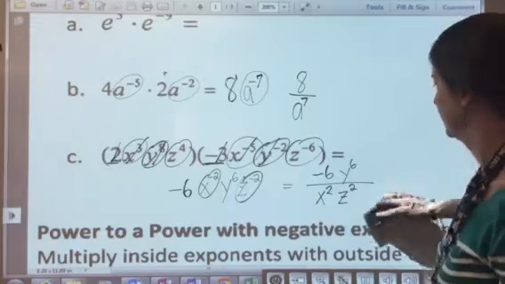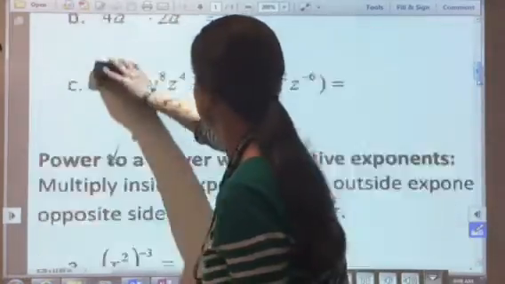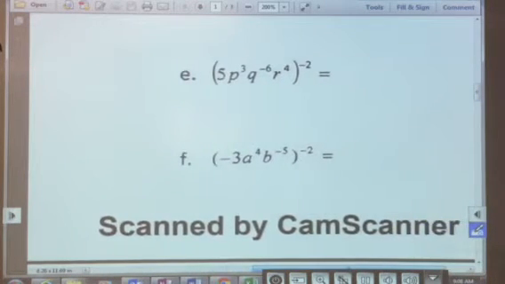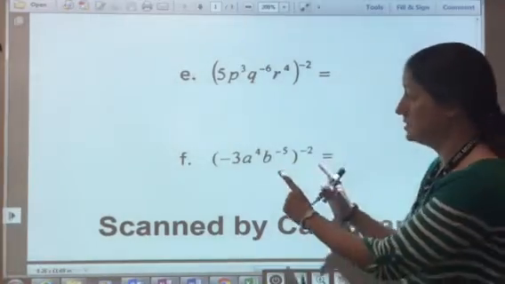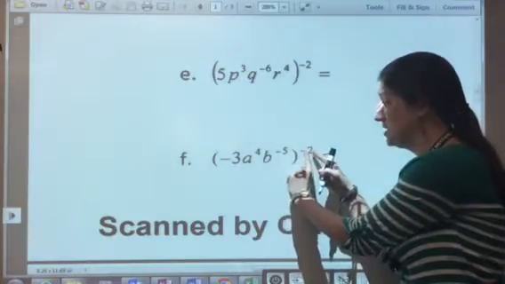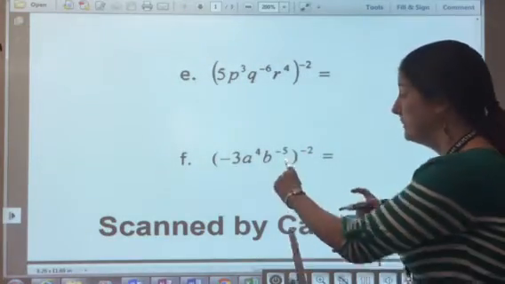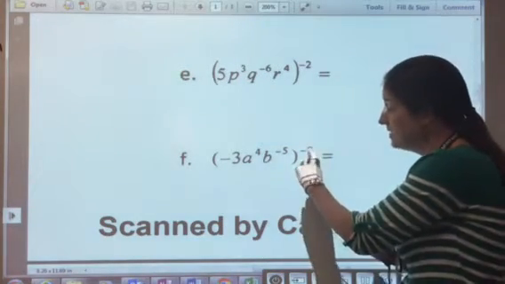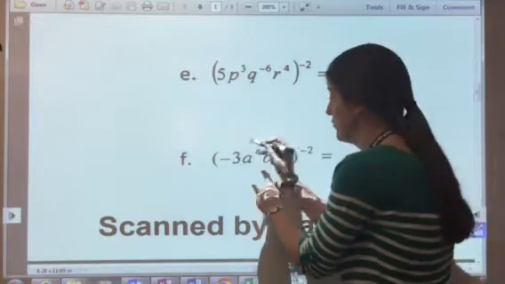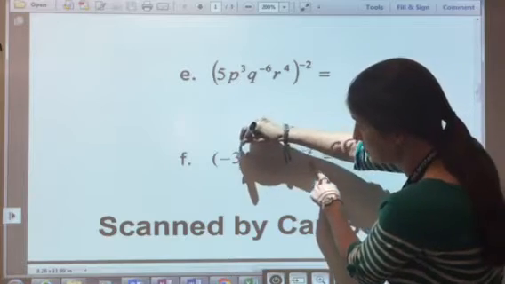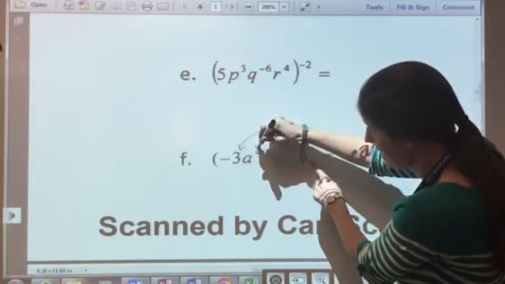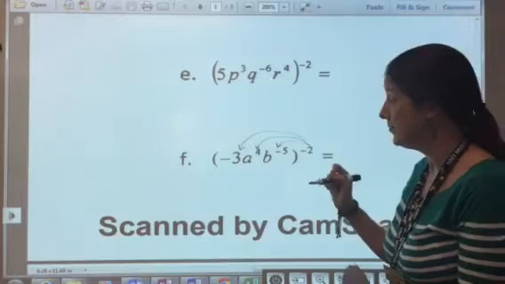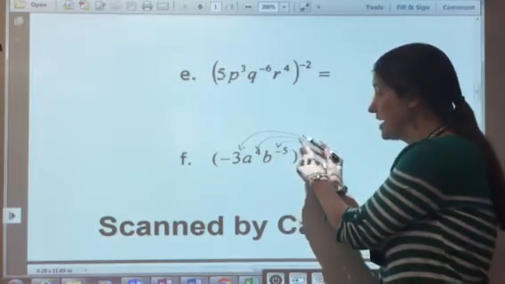Awesome. We're also going to do on page 20, letter F. So, down at the very bottom, we're at F. This one is a little different because unlike the last one, this one does have a number outside of the parentheses. Because there are multiple bases inside the parentheses, this -2 is applied to every base. So you can either draw an arrow. It goes to the number, it goes to the A, and it goes to the B. We're going to use the power to a power property where we keep the base and multiply the exponent when we have an exponent raised to another exponent.